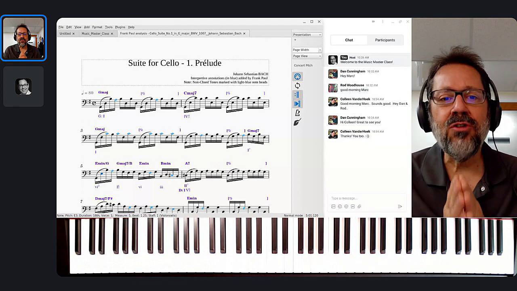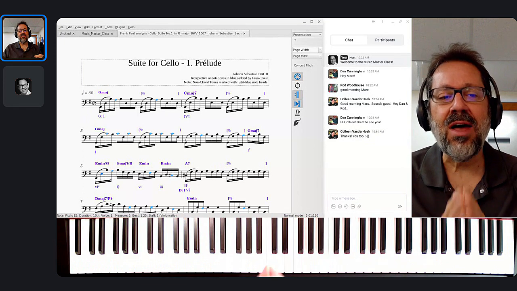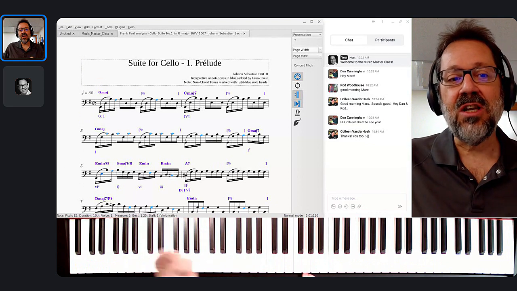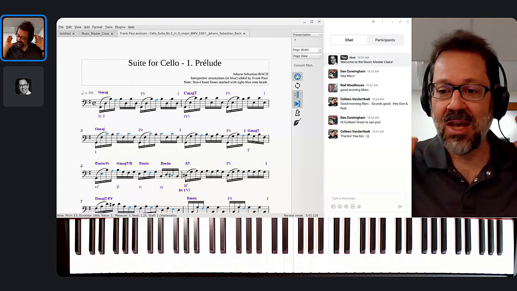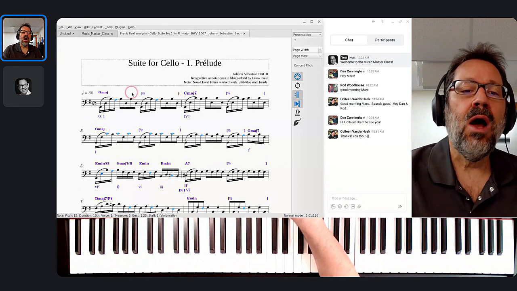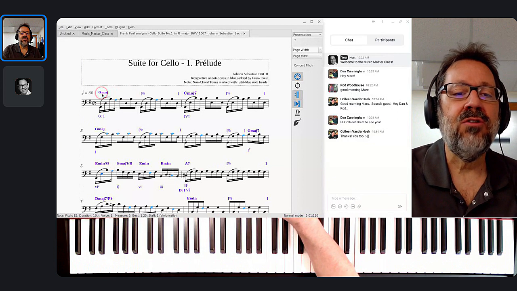Maj always refers to the seventh. So even if someone writes G major 9, what it really means is G9 with a major seventh. That's just the way it is. Okay, so this chord I would really notate just as G.